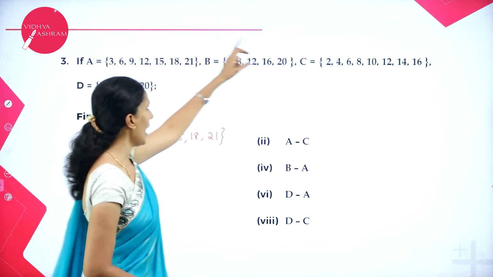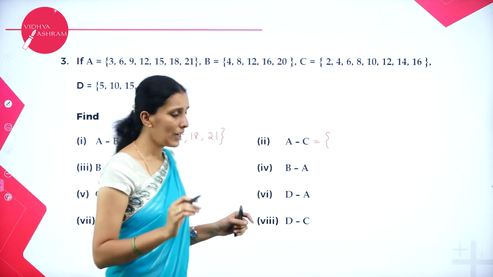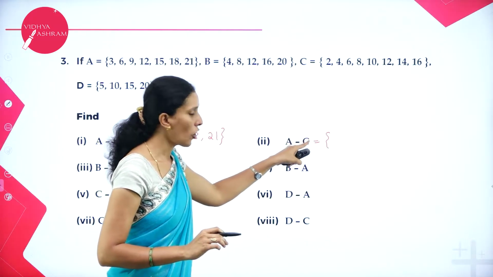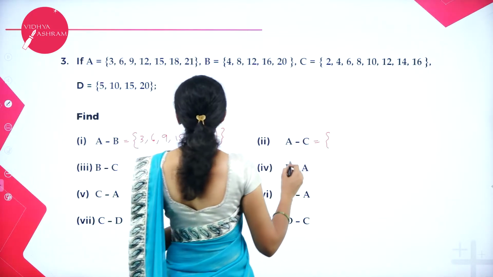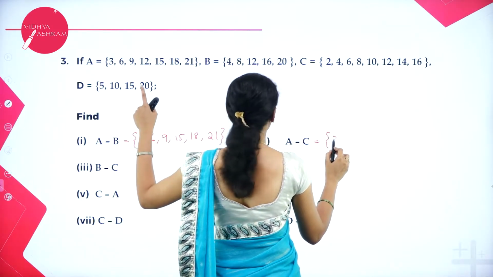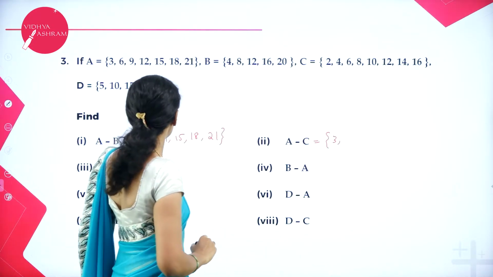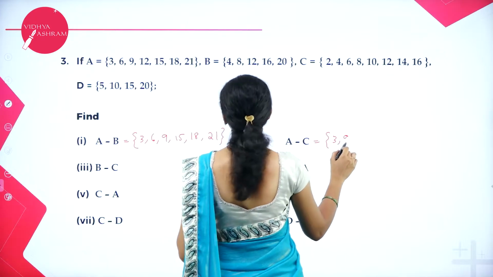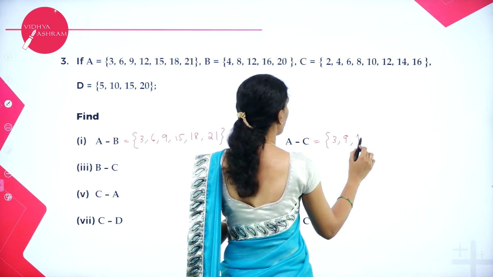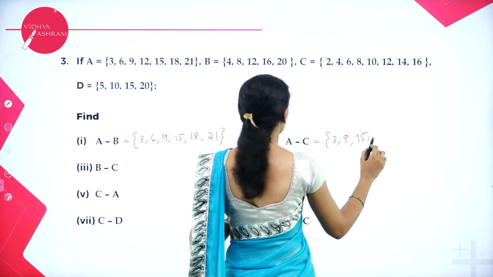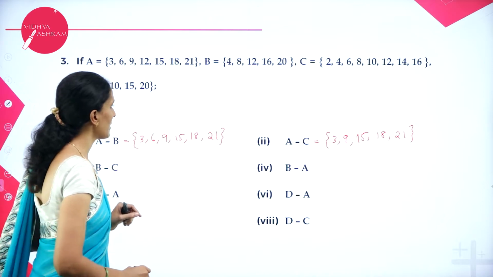So A and C. Write only the elements of A which are not in C. So remove the elements which are present in C. What are the elements I can write here? I can write 3. I cannot write 6 because it is in C. Then I can write 9. I cannot write 12. Then I can write 15, 18, 21. So these are the elements, A minus C.